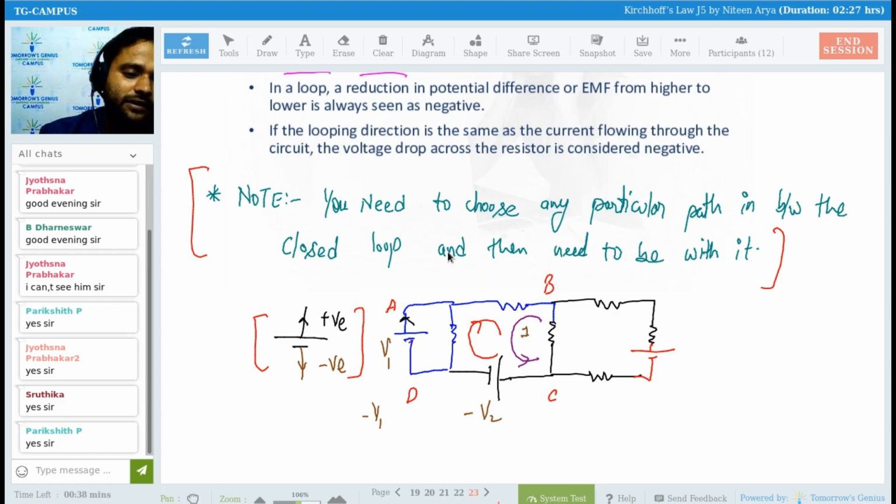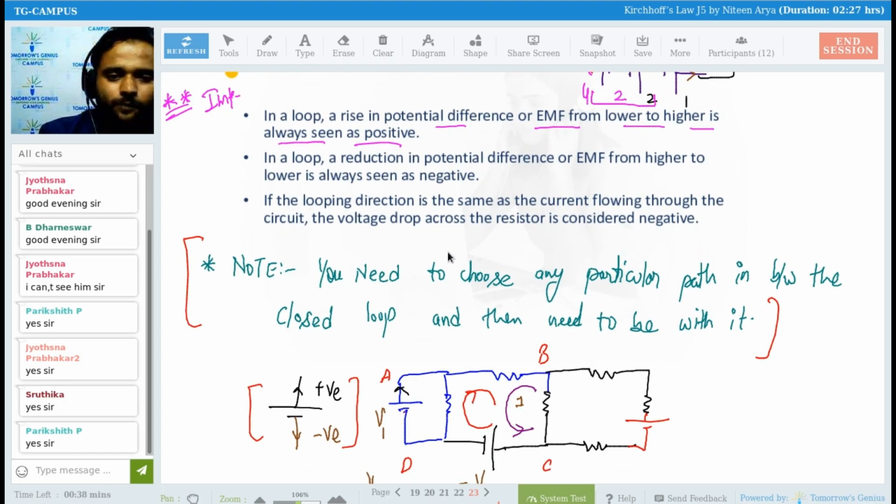And it is written here. In a loop, a rise in potential difference or EMF from lower to higher is always seen as positive. That is the first thing. Second, in a loop, a reduction in potential difference or EMF from higher to lower is always seen as negative. Reduction means if you choose from positive to negative, that is going to be a reduction. Reduction, negative.